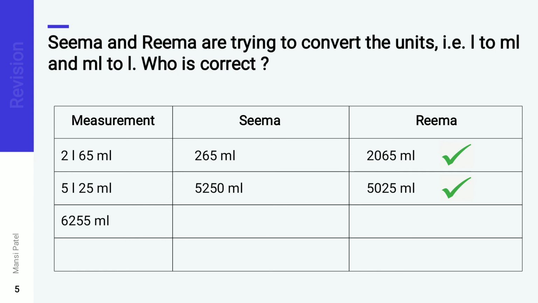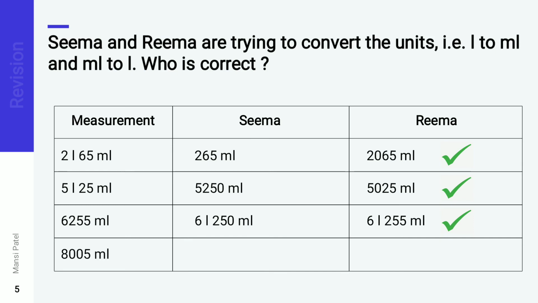Now they want to convert milliliter into liter. Here we are given 6255 milliliter. So in a liter, thousand has three zeros. So the last three digits are considered as your milliliter. Seema has written 6 liter and 250 milliliter, whereas Rima has written 6 liter and 255 milliliter. So in this case, who is correct? Yes, again Rima is correct.